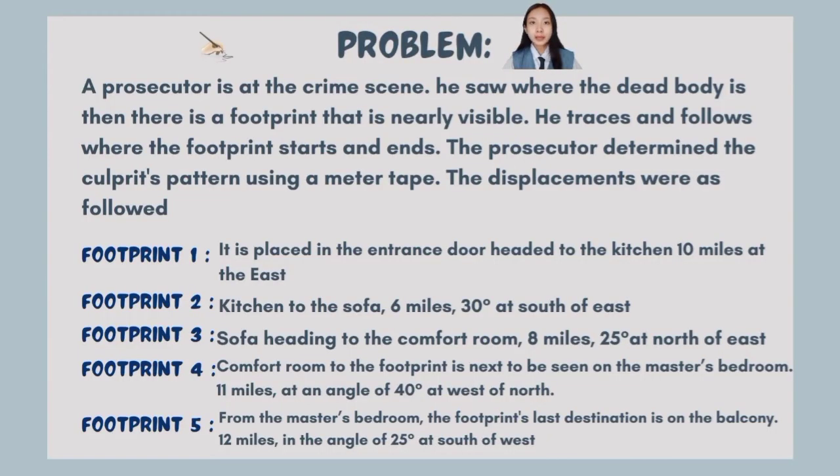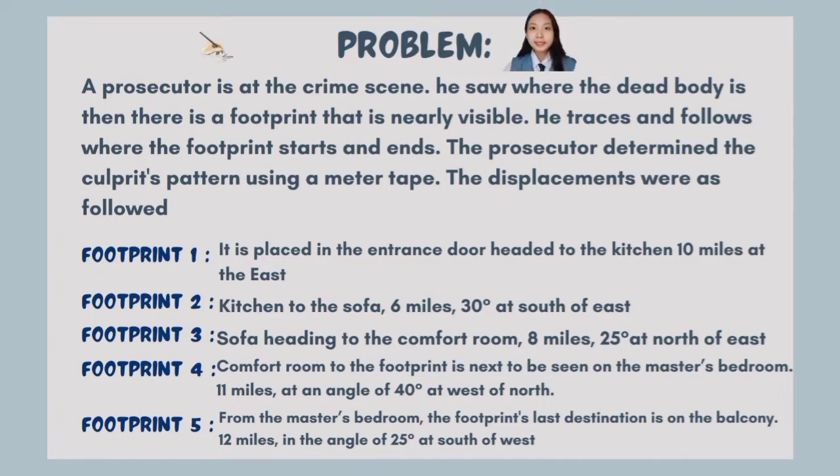Let's now move on to solving the problem of this video. We will learn how to solve graphical method and component method. First, let's go to the graphical method. A prosecutor is at the crime scene. He saw where the dead body is when there is footprint that is nearly visible. He traced and followed where the footprint starts and ends. The prosecutor determined the culprit's pattern using a meter tape. The displacements were as follows.